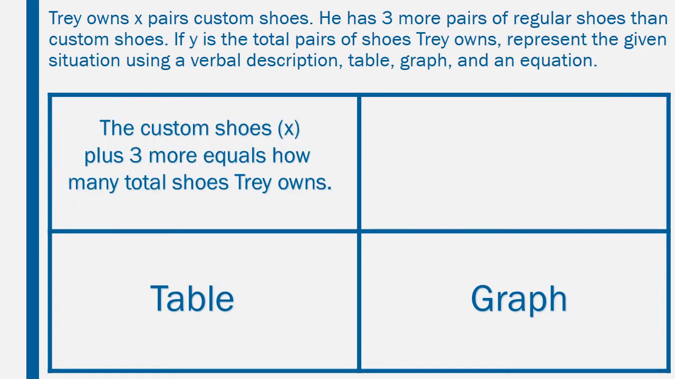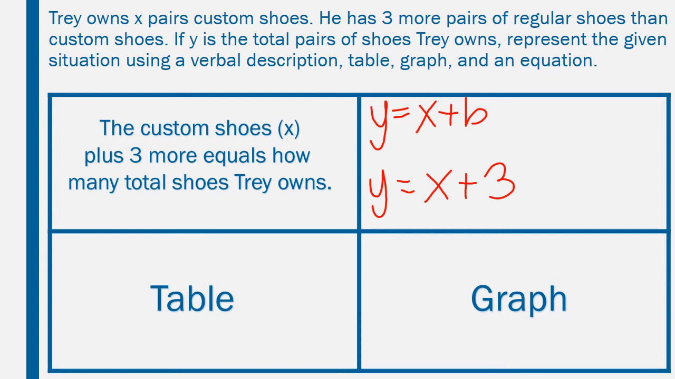Now when I would do that for an equation, I know that this is an addition problem, so I'm going to choose the additive equation. I have y equals x plus b. My y is the total amount of shoes Trey owns. And my x is the custom shoes, and I have to add 3 to that. So my equation is going to be y equals x plus 3.